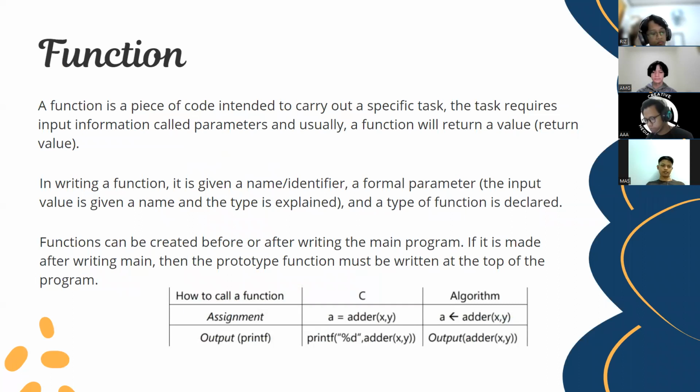A function is a piece of code intended to carry out a specific task. The task requires input information called parameters, and usually a function will return a value. In writing a function, it is given a name or identifier and formal parameters. The input value is given a name and the type is explained, and the type of function is declared.